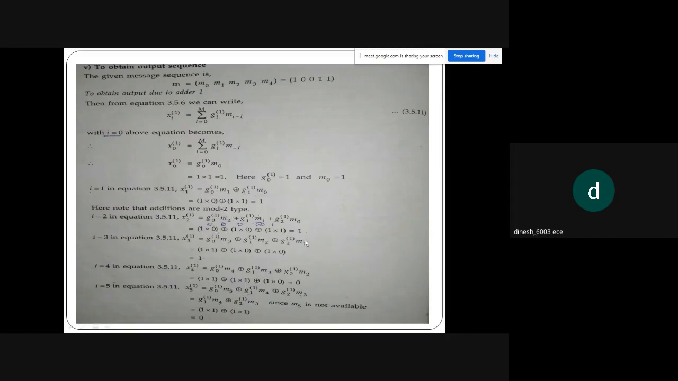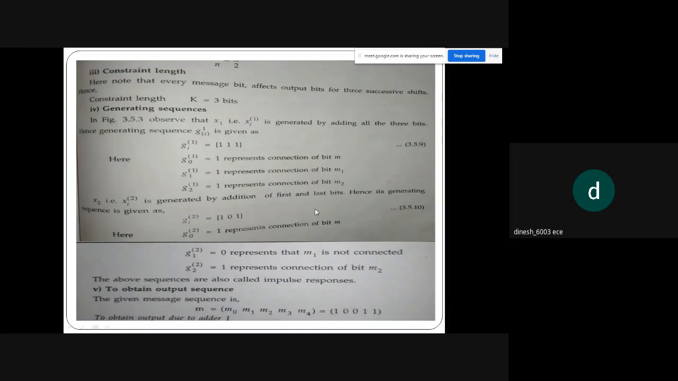Why? Because the generating sequence for x1 is everything g_i of 1, and the generating sequence of x2 is everything g_i of 2.